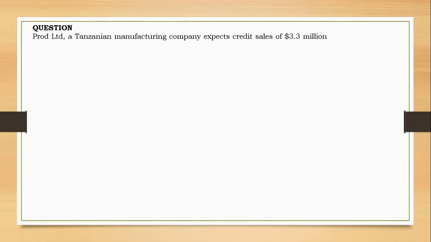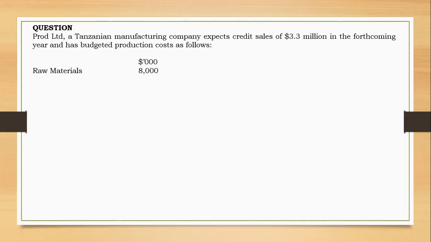Now let's take a look at an example, and this one will be the last. It's just about an example and finishing. Question. Prod Limited, a Tanzanian manufacturing company, expects credit sales of $3.3 million in the forthcoming year and has budgeted production cost as follows. In $1,000 we have raw materials, which is $8 million, direct labor, $9 million, production overhead, $6 million, giving you a total production cost of $23 million.